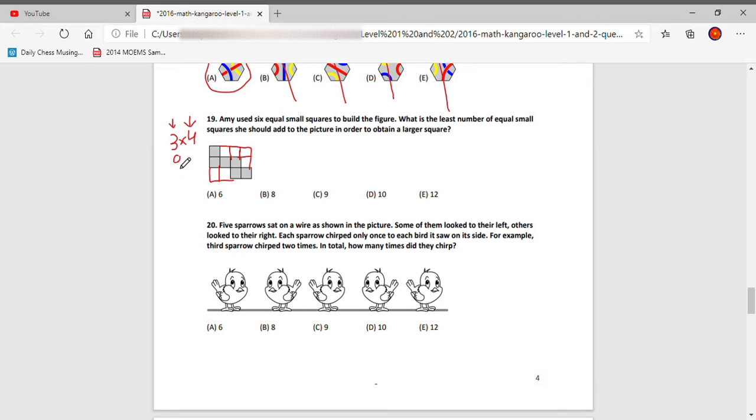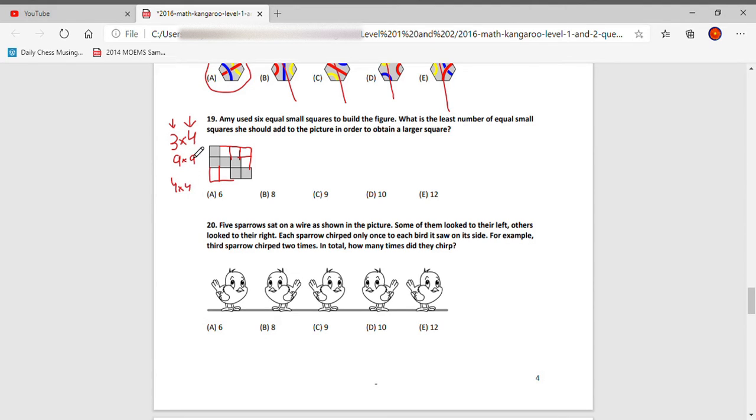So A times A would be a square because these are variables and they stand for a number, and the same variable stands for the same number in the same problem. So here 3 is not the same as 4, so it's not a square. So it says you can add, so you can't take away. So you're going to have to add 1 to this to make it a 4 by 4.